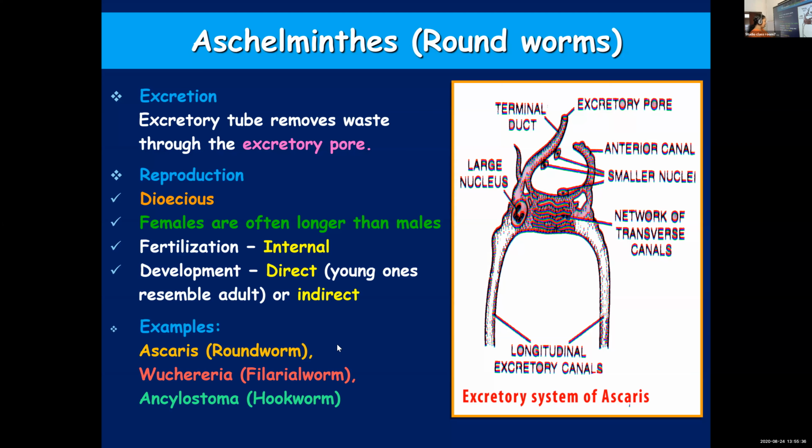Examples: Ascaris, the roundworm. Ascaris can cause a disease known as ascariasis, found in your intestine. Then Wuchereria, the filarial worm, which causes filariasis. Filariasis, are you familiar with it? It's spread by mosquito. Do you know what this filariasis is? We even call it elephantiasis.